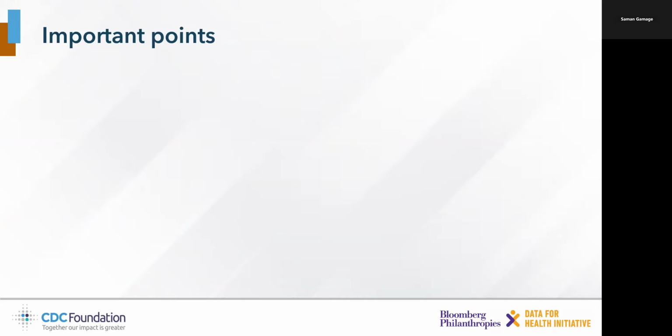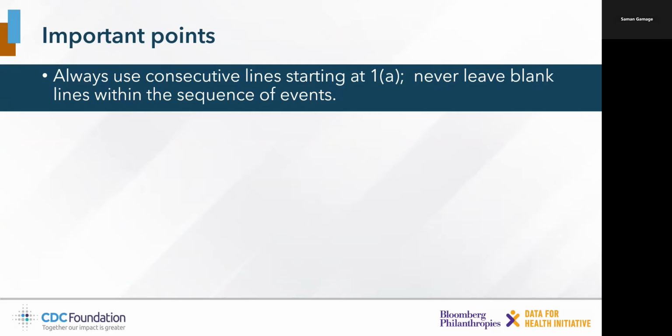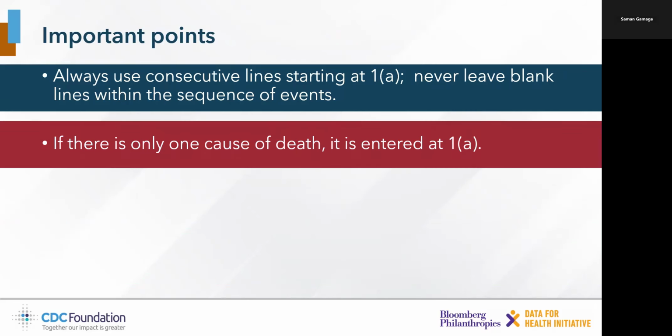Here are some important points. Always use consecutive lines starting at 1A. Never leave blank lines within the sequence of events. After 1A, use 1B. After 1B, use 1C. And after 1C, use 1D. If there is only one cause of death, it is entered at 1A.